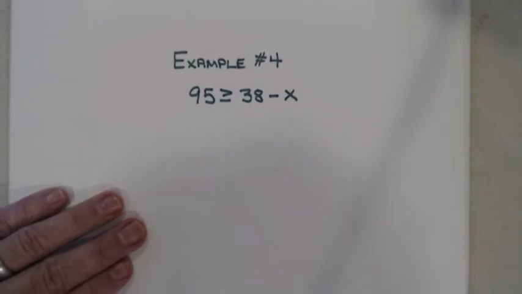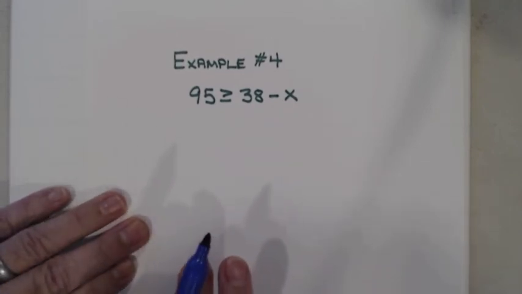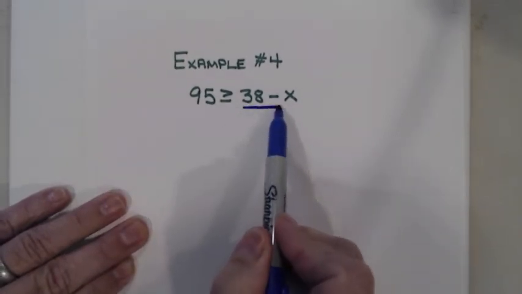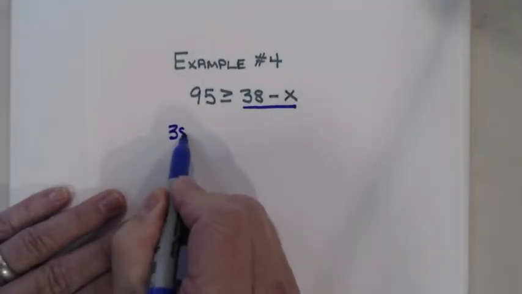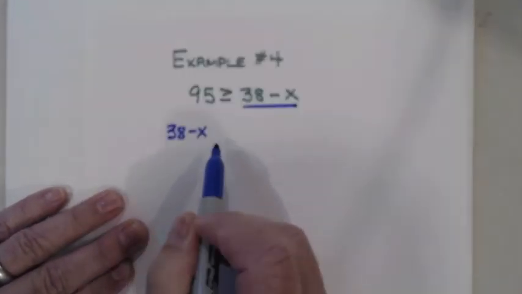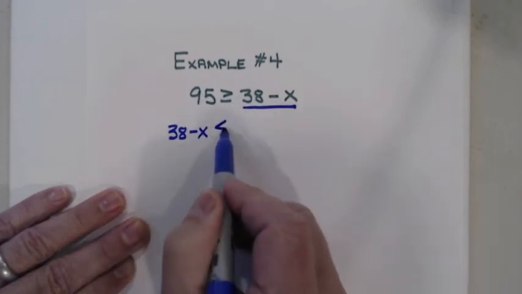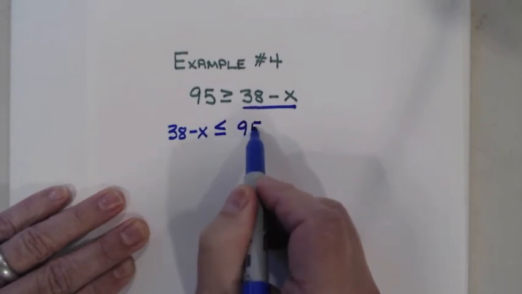Example number 4. Again, this is not in the correct order. I want my variables over here on this side. I'm going to take exactly what they've got written right here, and I'm going to write it on the other side. 38 minus x. This inequality symbol should be pointing toward 38 minus x, so I need to switch it around. I'm going to put 95 over here on this side.